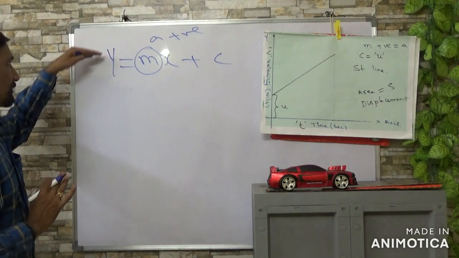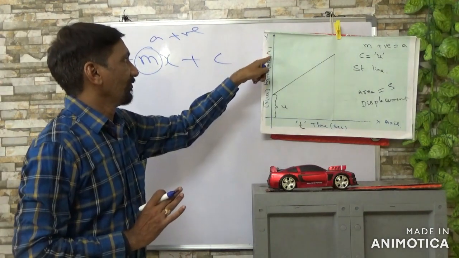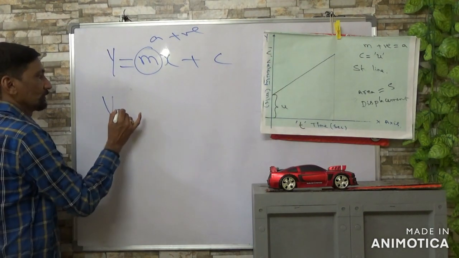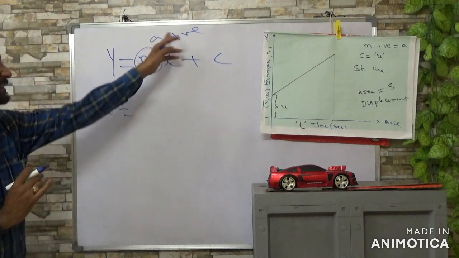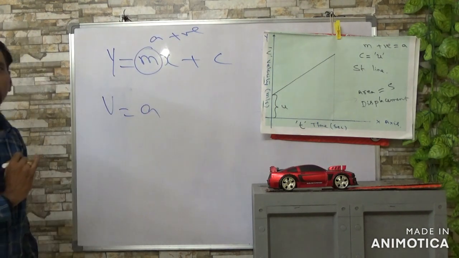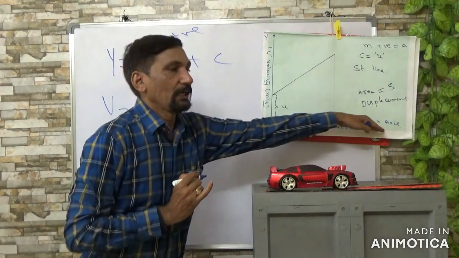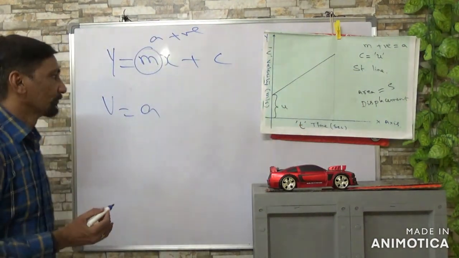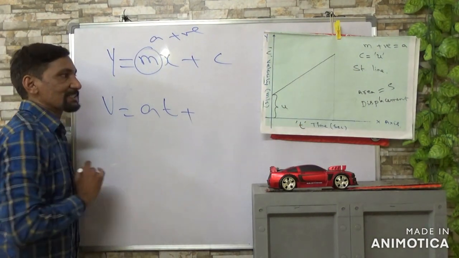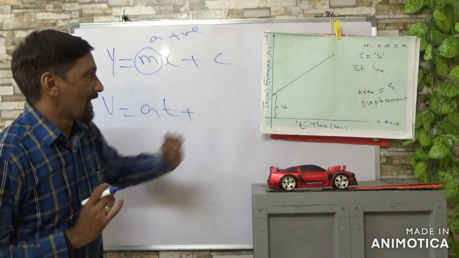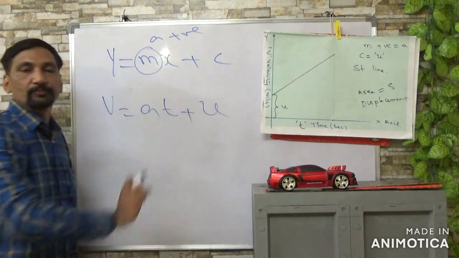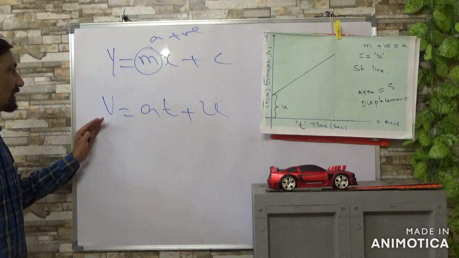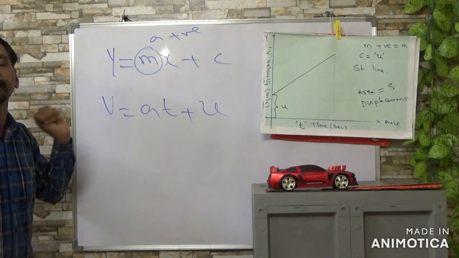So y means over here velocity, m is slope, acceleration. Okay, along x-axis you have taken time, so t, plus intercept part u. Okay, so v equal to u plus at.